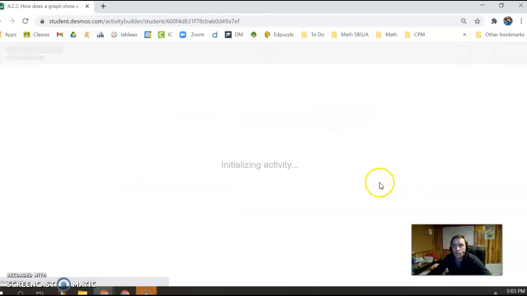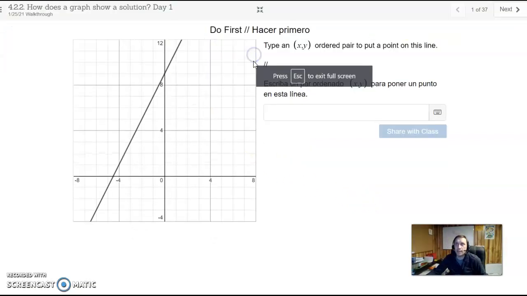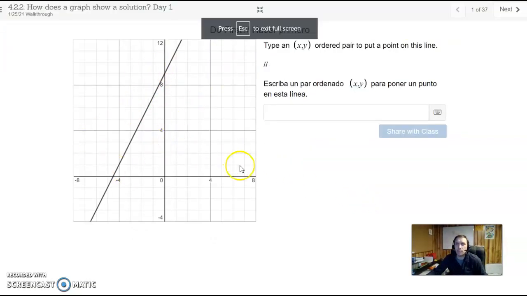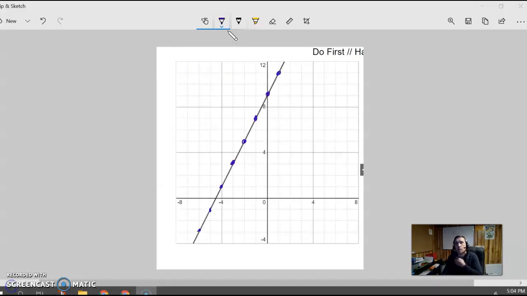So we're starting out with this do first, and the idea behind this do first is talking about an ordered pair on a line. So if we look at this line, we're saying, what is a possible ordered pair that could go on here? A line is a collection of all these possible points. So pick a point on the line, see if you can do it. Here's just a few of the points I selected that have nice, really pretty numbers.